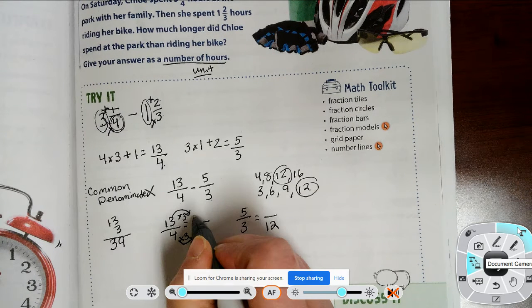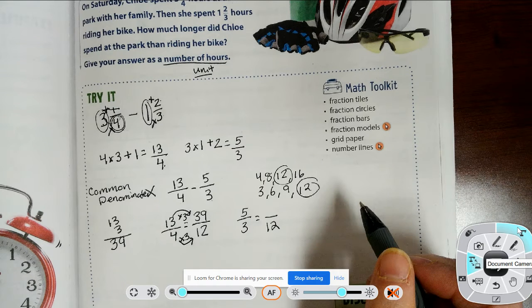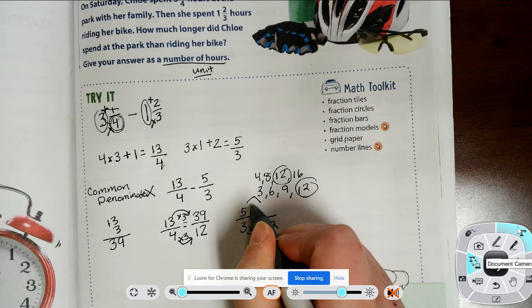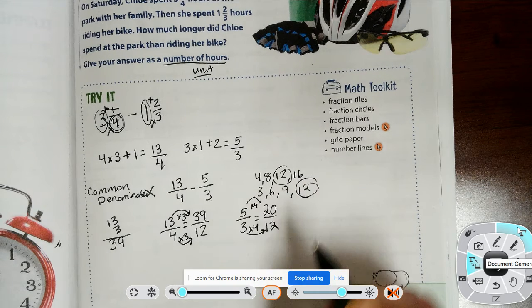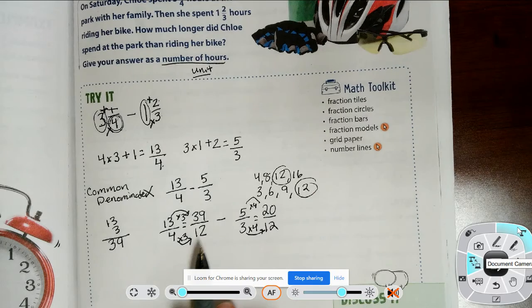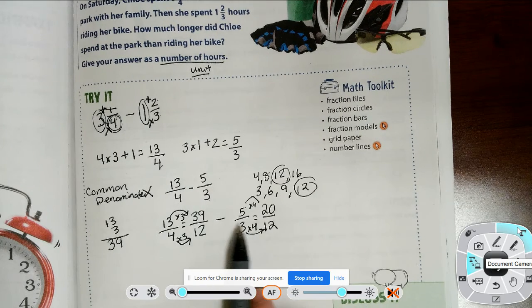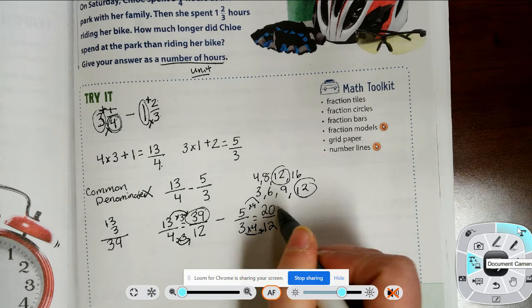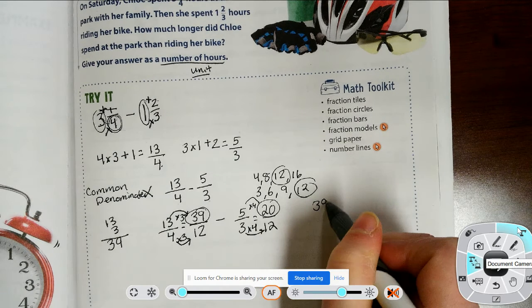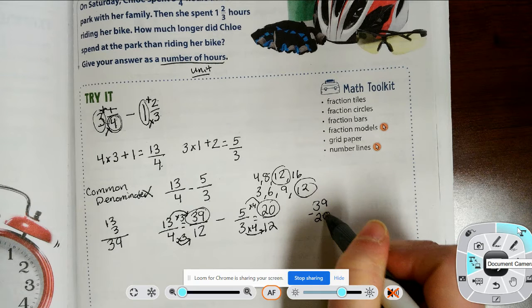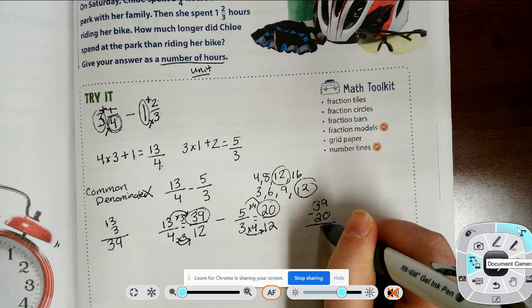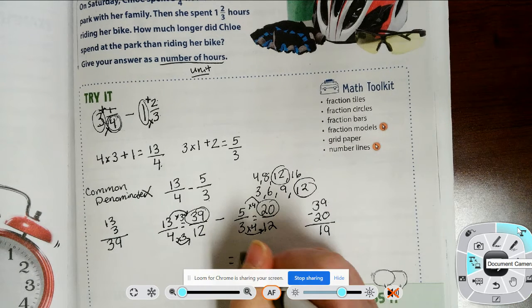So that's 39. Over here, 3 times what gives me 12? It's times 4. And I know 5 times 4 gives me 20. So now my new problem is 39 over 12 minus 20 over 12. And you're doing the same thing. You just take this number and subtract. 39 minus 20. 9 minus 0 is 9. 3 minus 2 is 1. So I have 19 over 12.